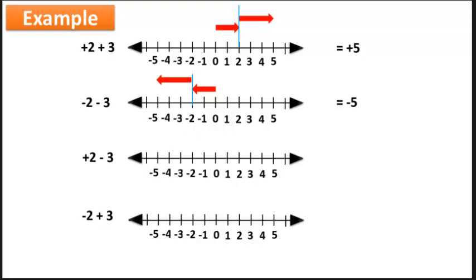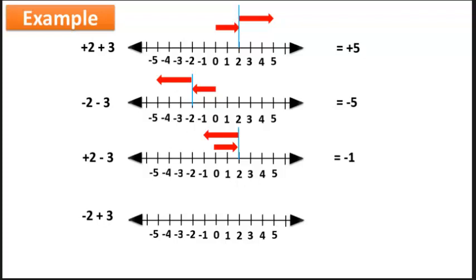For the third example, we have the problem plus 2 minus 3. We're starting with a positive 2, but we make it more negative by subtracting 3 from it. So when we subtract 3, we move to the left on the number line down to negative 1 as our answer. As you can see, this type is a little more complicated because the answer can be positive, negative, or 0 depending on the number you're subtracting.